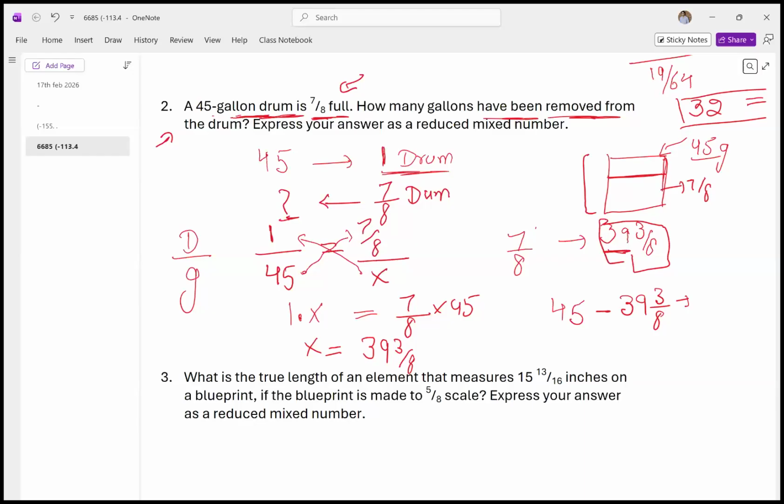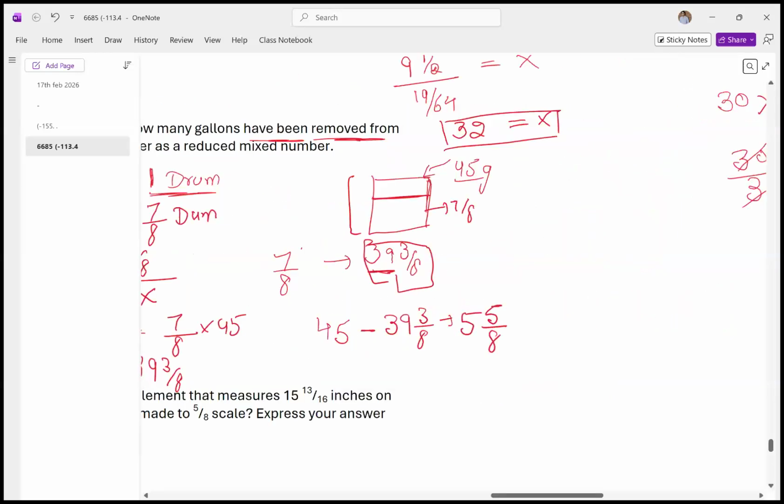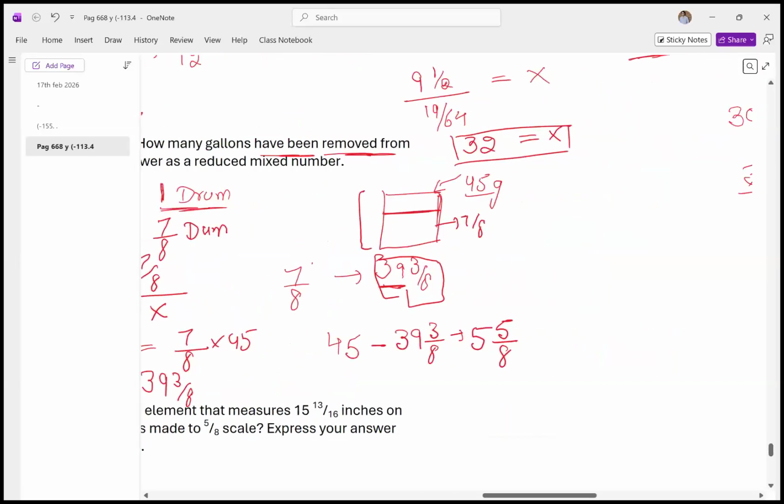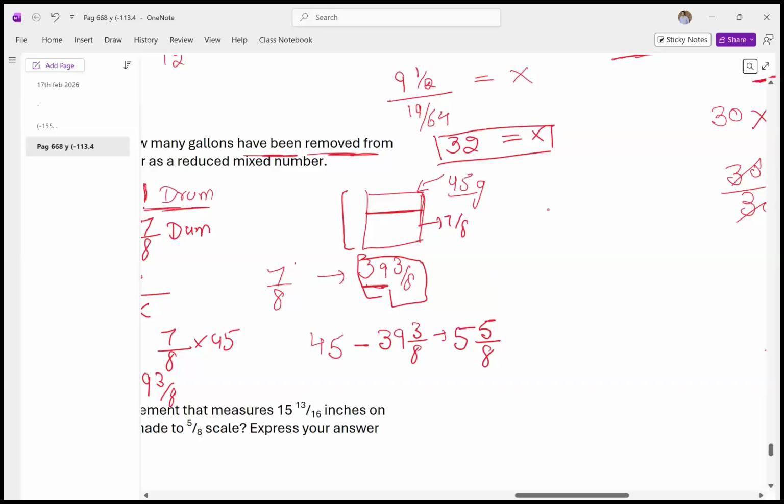But again, as I said, my responsibility is to make sure that everyone understands the ratio and proportions thoroughly. So that's why I am doing it. So the shortcut, I'll do it also. So here, if you wanted to do it the shortcut way, the 45 gallon drum is 7/8 full. So how much is remaining? 1/8. If 7/8 is full, 1/8 is remaining.